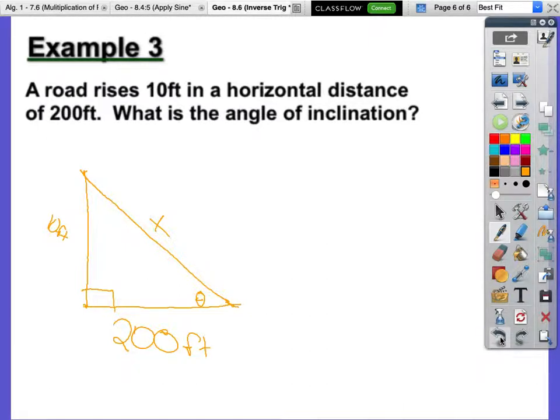So if this side is really small compared to this side, wouldn't this angle be a lot bigger than this one? Yeah, so it kind of makes sense. Remember the flashlight, like if you're shining a flashlight on the opposite wall.